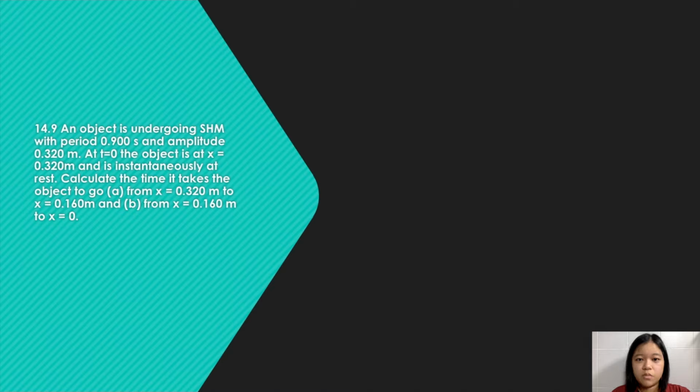So for this problem, we're mainly going to use this equation, x equals amplitude cosine quantity omega t plus theta. So we have the position already given by the problem. We just need the omega and the theta. So first, to find theta, we'll simply substitute x equals 0.32, and since we know it's instantaneously at rest, the velocity will be equal to 0 at that time.